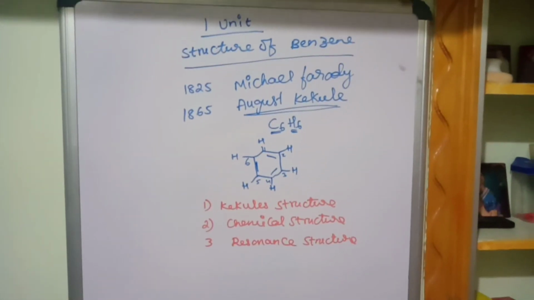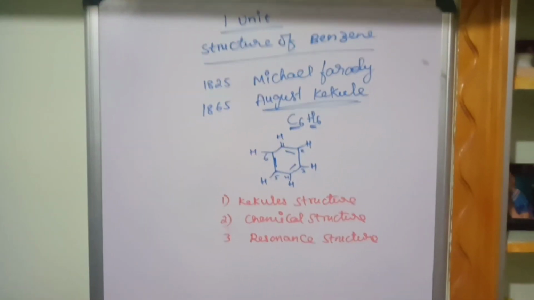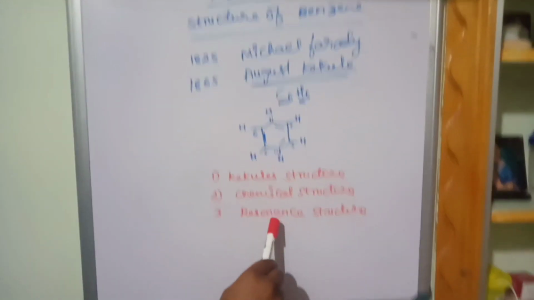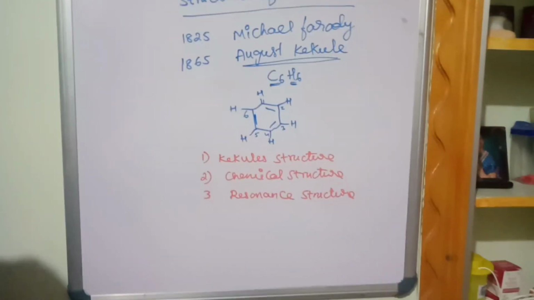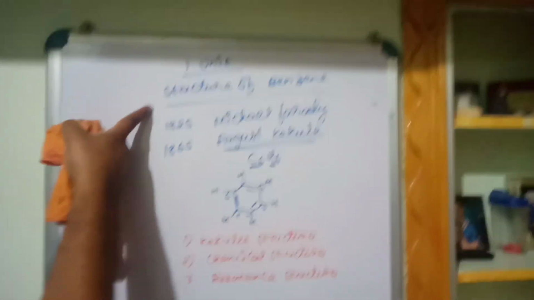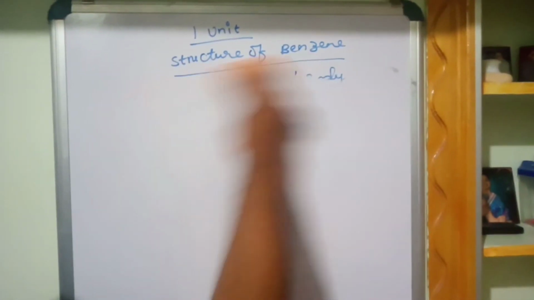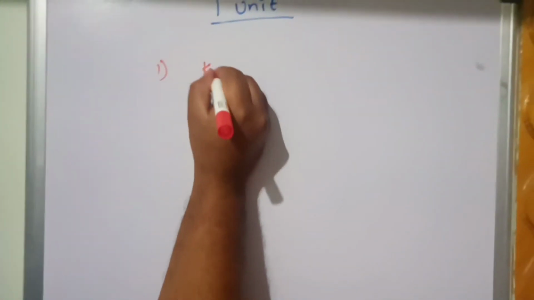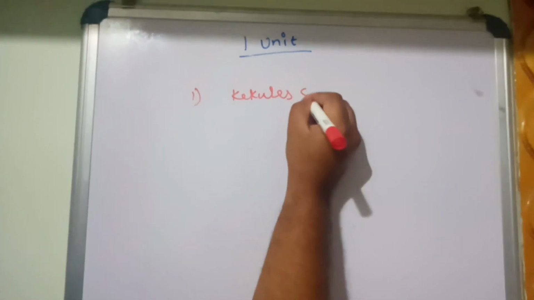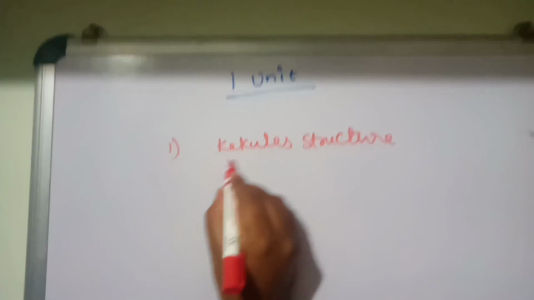These 3 concepts are important to explain the structure of benzene. Now let us see them one by one to understand the actual structure of benzene. First is Kekulé's structure. What is Kekulé's structure? What did Kekulé say about benzene?